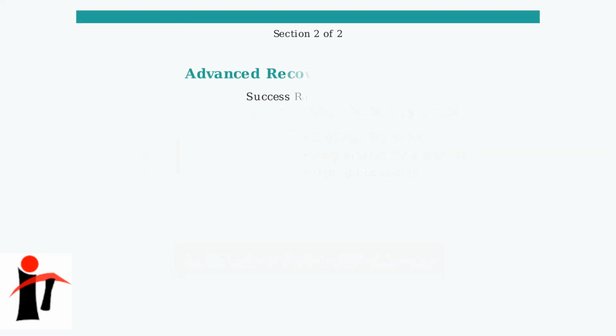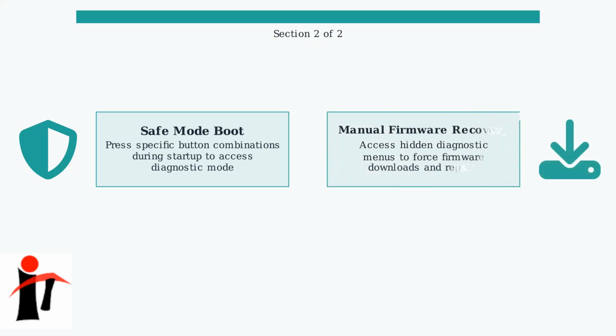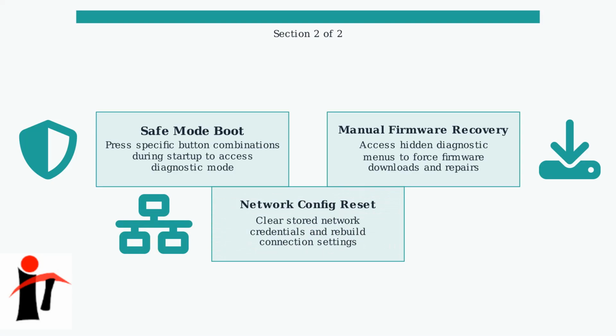If basic resets don't work, we move to advanced recovery techniques. These methods have an 80 to 85% success rate, but require more technical knowledge. First, try Safe Mode Boot. Press and hold specific button combinations during startup to access diagnostic mode. This bypasses corrupted system files and allows manual recovery. Second, manual firmware recovery involves accessing hidden diagnostic menus. These menus allow you to force firmware downloads and repair corrupted system partitions. Third, network configuration reset clears all stored network credentials and forces the box to rebuild its connection settings from scratch.